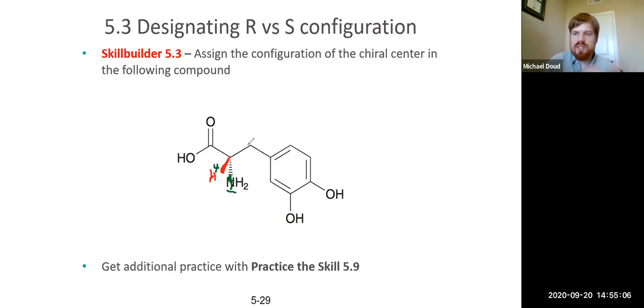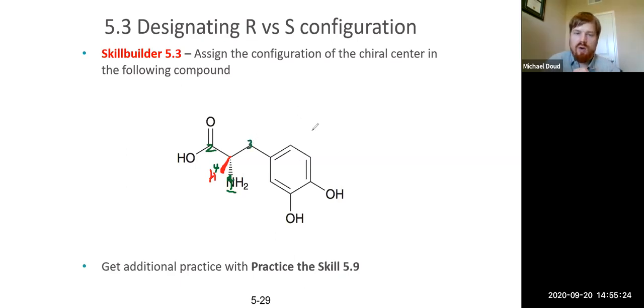Okay, now breaking this tie should be pretty easy, right? This carbon is bonded to 1, 2, 3 oxygens according to the Cahn-Ingold-Prelog rules. This is just bonded to 1 carbon here. So this is clearly going to win the tiebreaker there. This is number 2, and this is number 3.